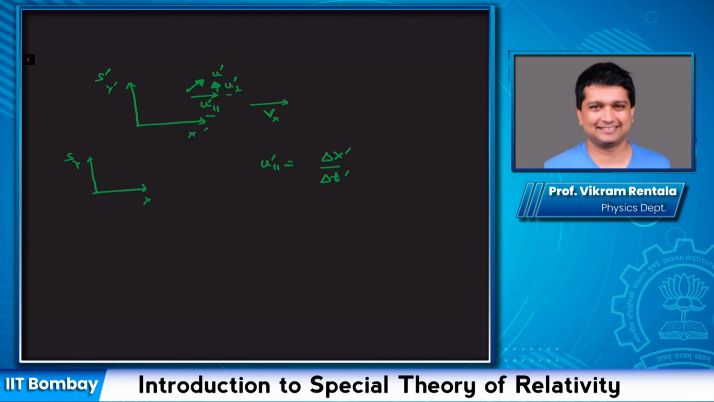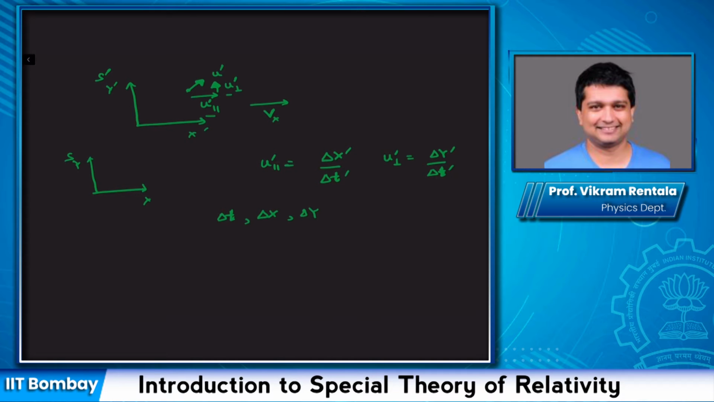Okay, this is what u parallel prime would be, and u perpendicular prime would be, let's say, the distance it travels in the perpendicular direction divided by the time it takes to travel in the perpendicular direction. And now we can apply our dictionary to find what the corresponding distance delta x would be, the corresponding time interval delta t would be, and the corresponding distance interval in the perpendicular direction delta y would be.